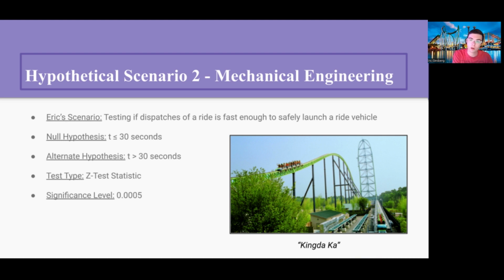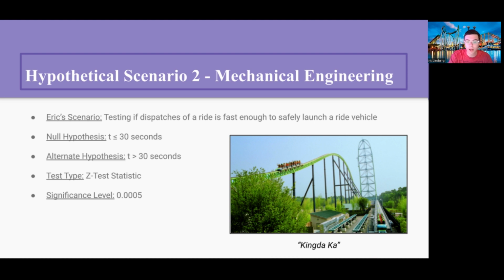So it'd take longer than 30 seconds to clear that top hat and that hill before it would hit the brakes. The data used for comparing these hypotheses would be the time it takes to dispatch the ride vehicle. This data would then be put through a z-test statistic due to its population size.